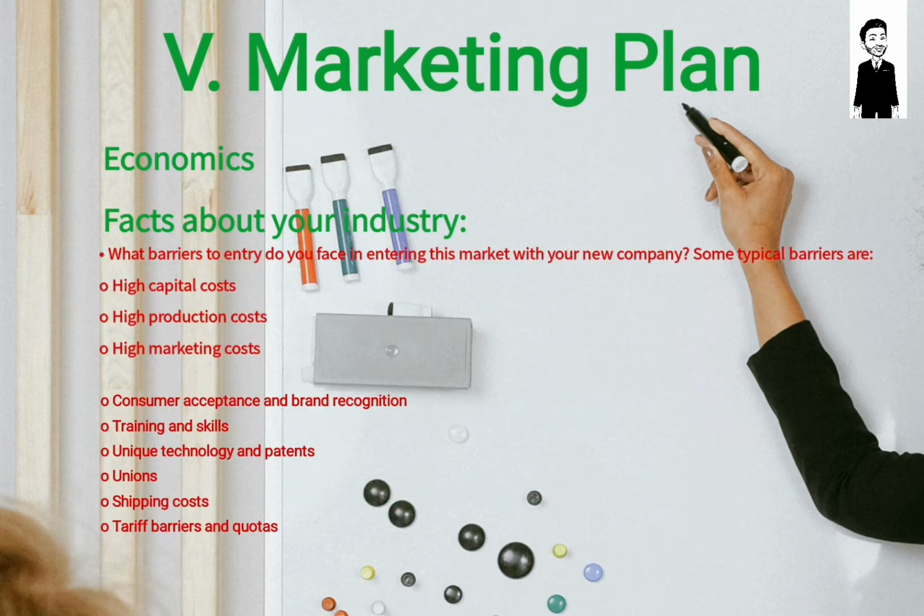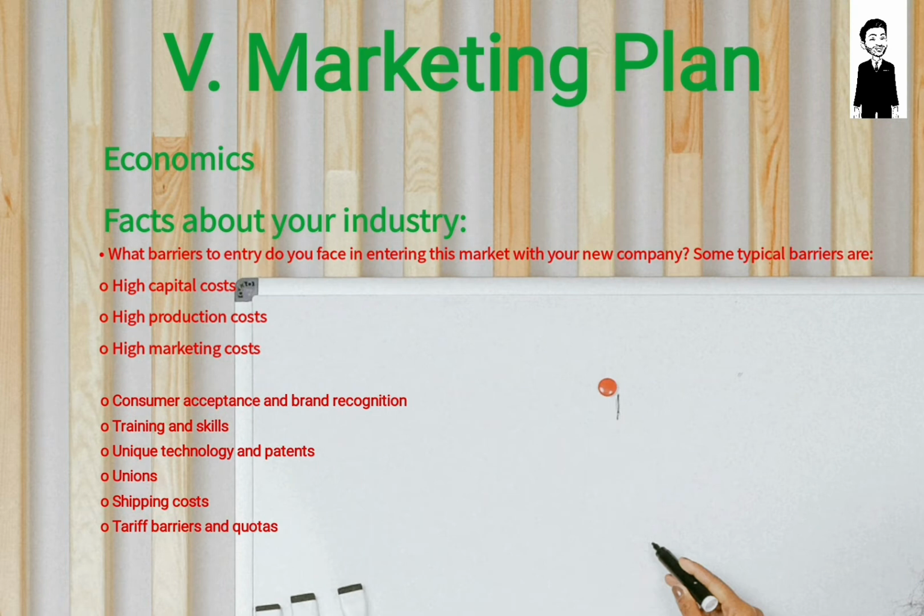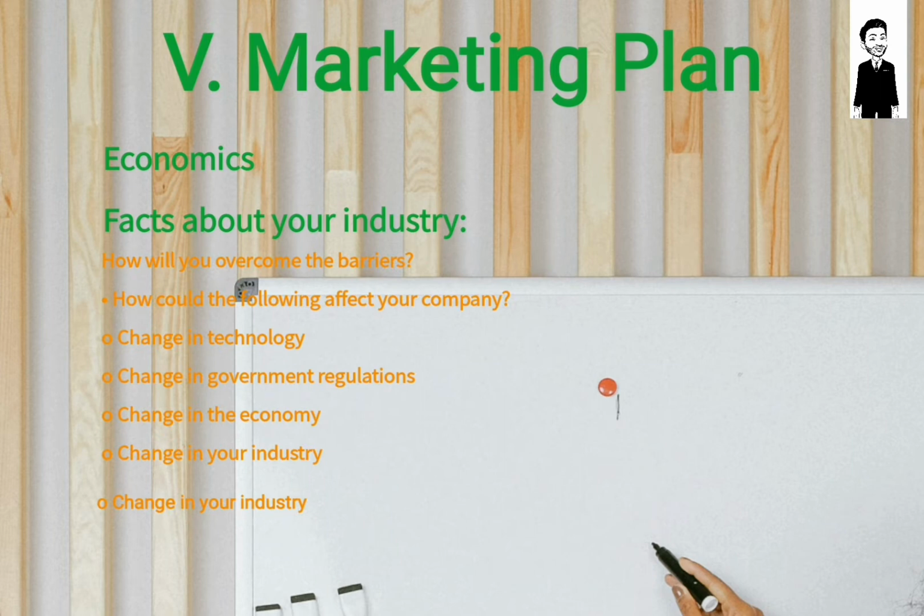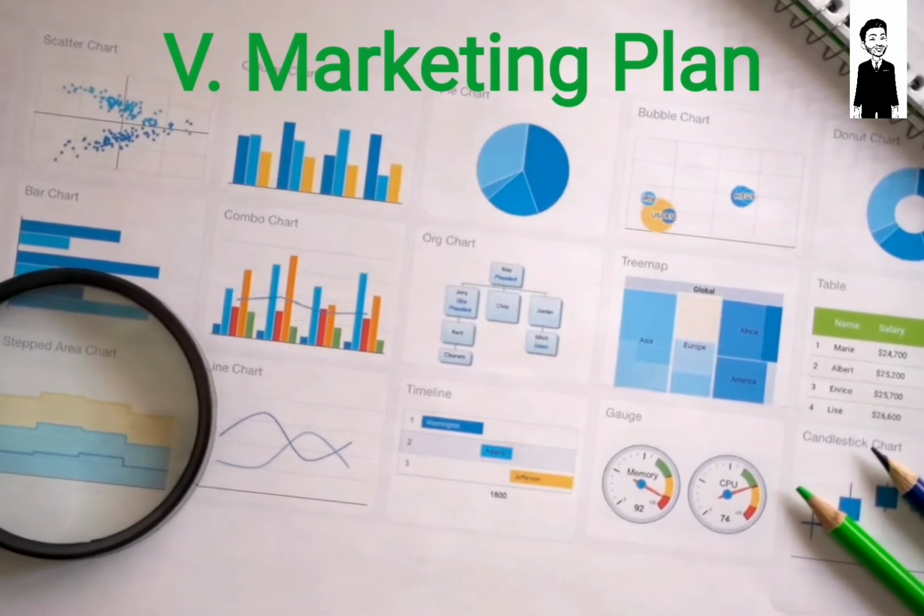What barriers to entry do you face in entering this market with your new company? Some typical barriers are high capital costs, high production costs, high marketing costs, consumer acceptance and brand recognition, training and skills, unique technology and patents, unions, shipping costs, tariff barriers and quotas. And of course, how will you overcome the barriers? How could the following affect your company? Change in technology, change in government regulations, change in the economy, change in your industry.